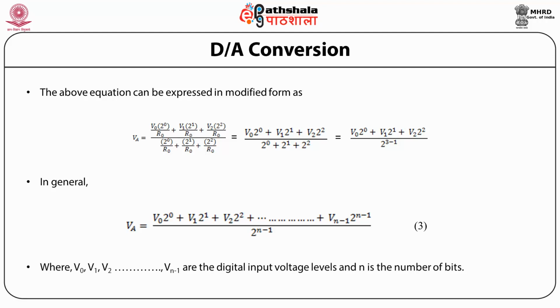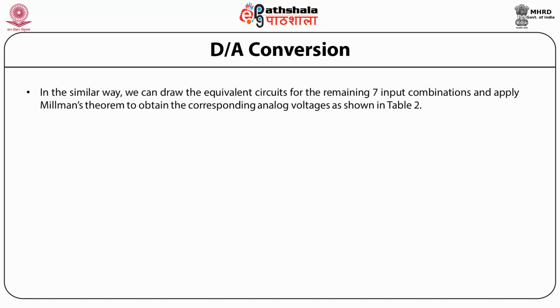Here V0, V1, V2 till Vn minus 1 are the digital input voltage levels and n is the number of bits. In a similar way, we can draw the equivalent circuits for the remaining 7 input combinations and apply Millman's theorem to obtain the corresponding analog voltages as shown in the table discussed before.